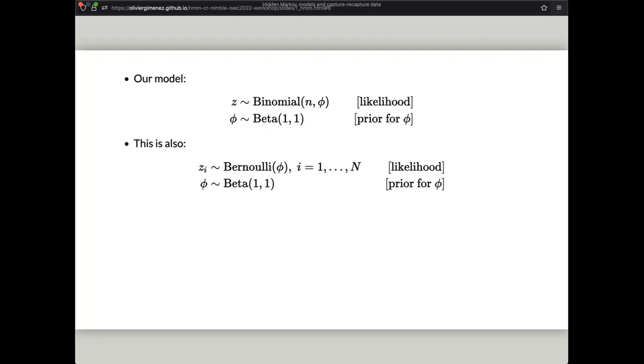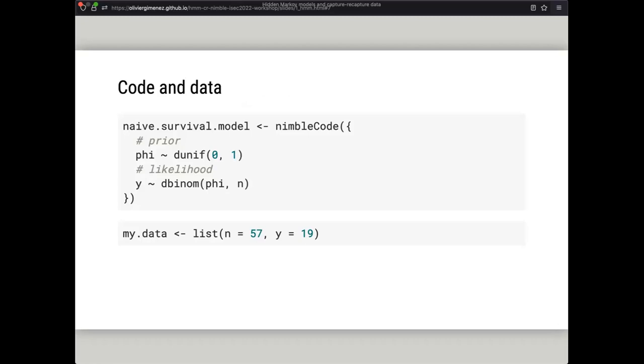Okay, this is also this kind of a model where we have z indexed by i for individual. So the binomial is just the sum of Bernoulli outcomes, like flipping a coin for each individual i, okay? And we get a survivor with probability phi, okay? For N individuals, it should be a little n. And we have the same prior, okay? So this is our model. How do we code that in Nimble?